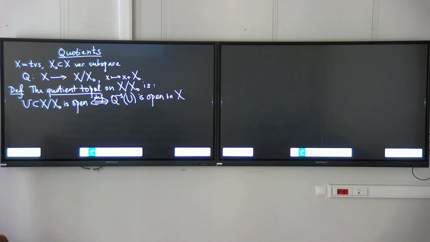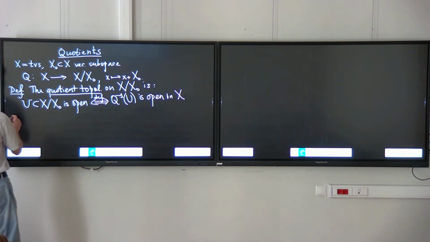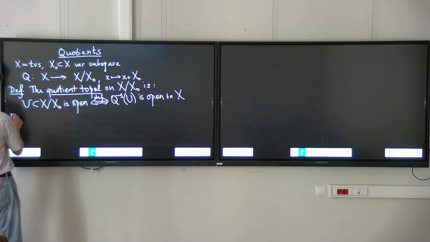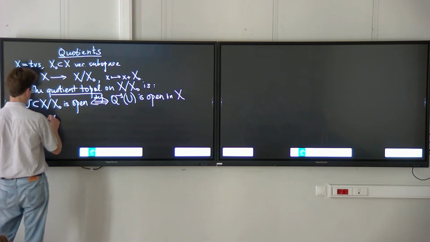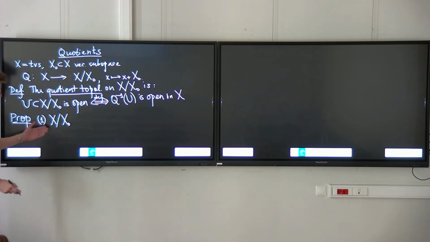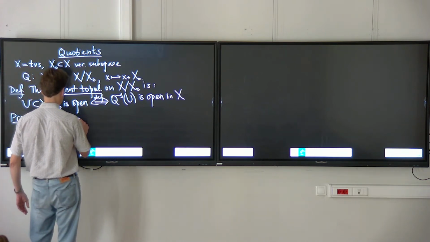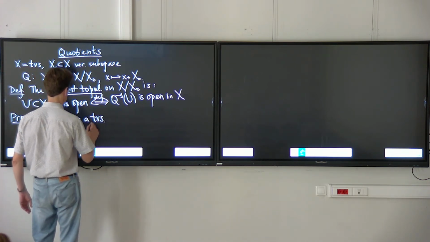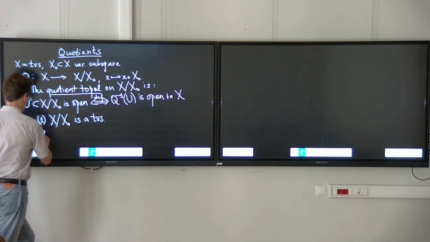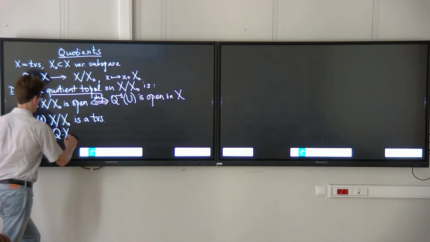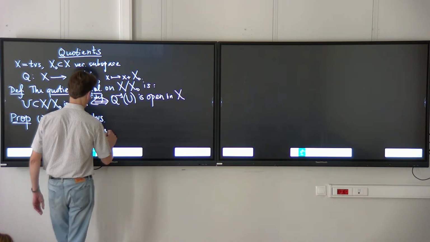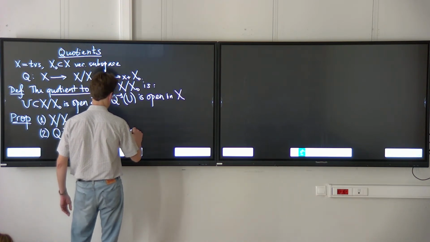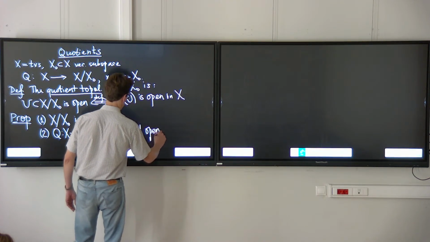But we are interested in this definition in the special case of topological vector spaces. Well, let's look at some basic properties of the quotient topology. Proposition. First of all, if we equip the quotient with this topology, then it becomes a topological vector space. Second, the quotient map Q is continuous and open.